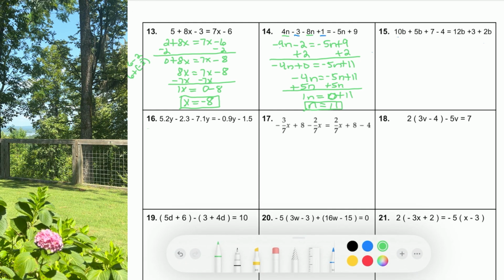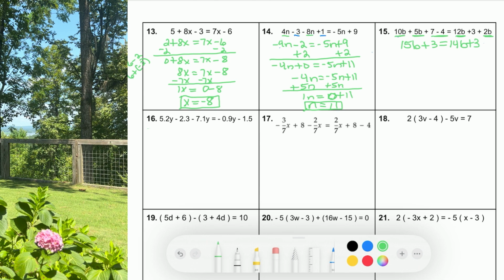Number 15. So again, I notice I have 10b plus 5b, and then I also have 7 minus 4. On the other side, I have 12b plus 2b that can be combined. So 10b plus 5b is 15b. And then I have 7 minus 4, which is 3. 12b plus 2b is going to be 14b. And then plus 3. I will subtract 3 from both sides. That gives me 15b plus 0 equals 14b plus 0. So 15b equals 14b.